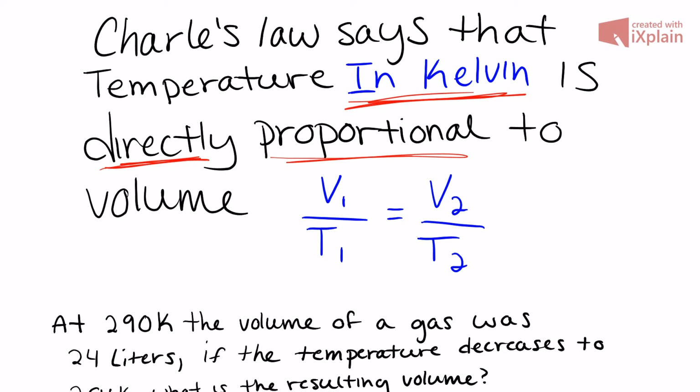So pretty much, other than those two things, that it's in Kelvin and it's directly proportional, you're going to need to memorize this equation here. That's essential to know. The problems are really easy to solve once you have those three concepts down. That's all you need to know to solve it. The rest of it is just plugging stuff in.